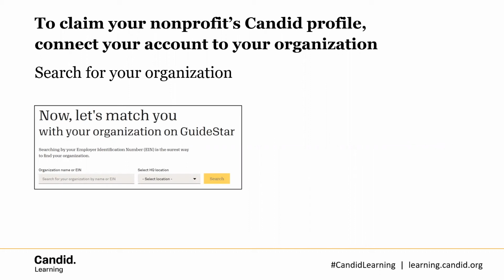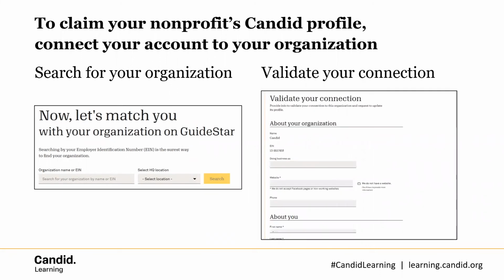And then you'll be asked to fill out essentially a claim form. You need to validate your connection to this organization. This is just meant to help verify that you are who you say you are, that you are allowed to represent the org you are claiming to represent. Candid does take this seriously. They're not saying that only the CEO is allowed to make updates, but they just really want to make sure that you actually do work for whatever organization.